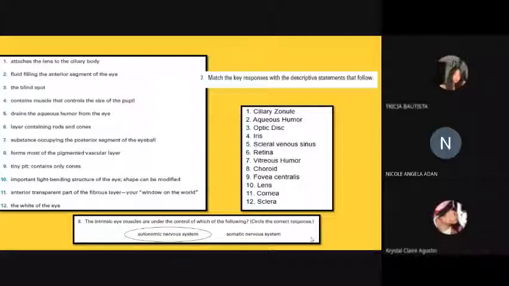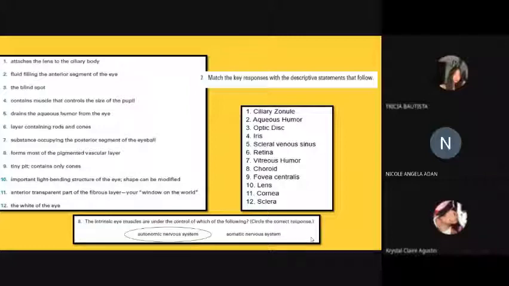Number two, fluid filling the anterior segment of the eye. We have aqueous humor. Number three, the blind spot, which is the optic disc. Number four, contains muscle that controls the size of the pupil, is the iris. Number five, drains the aqueous humor from the eye. We have the scleral venous sinus. Number six, layer containing rods and cones, which is the retina. And number seven, the vitreous humor is the substance occupying the posterior segment of the eyeball.